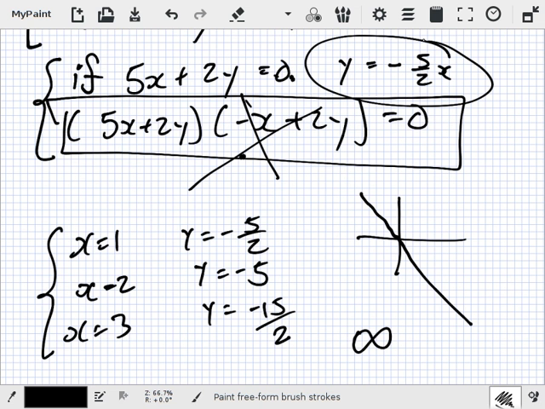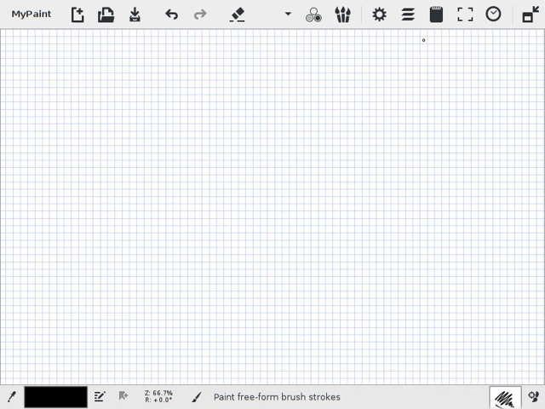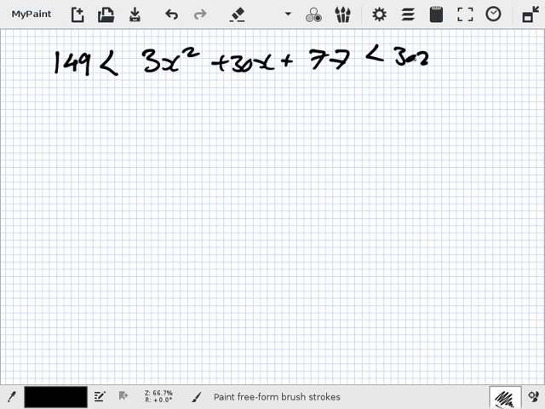Okay, so let's have a look here at O. Right, so we have 149 less than 3x squared plus 30x plus 77 less than, oh sorry, this is page 28, 50. Is that okay? Yeah. Now, help me out here. This is 3x squared plus 30x. What's 77 minus 149?